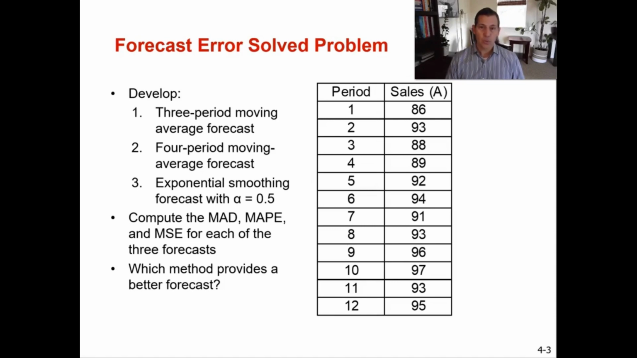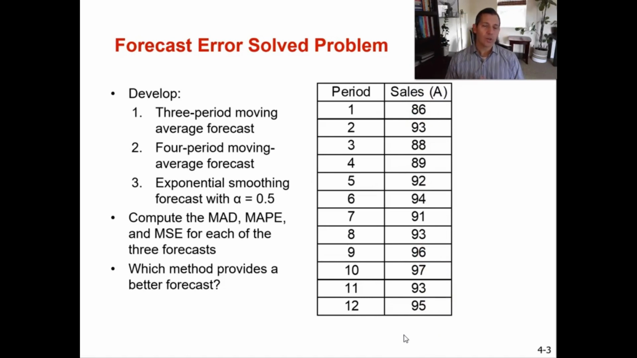So you can see we've got 12 periods, and our actual sales are in the column on the right. These periods could be weeks, they could be months, they could be years. For sake of conversation, we'll go with 12 months, and then your sales per month are in the column on the right. So we're going to walk through these 3 forecasts together.